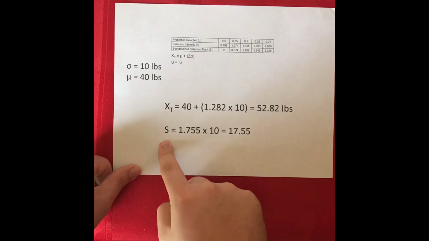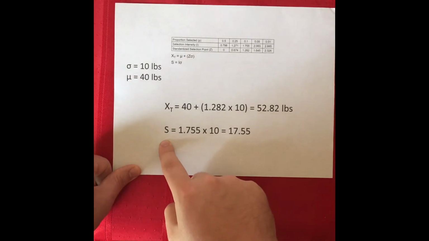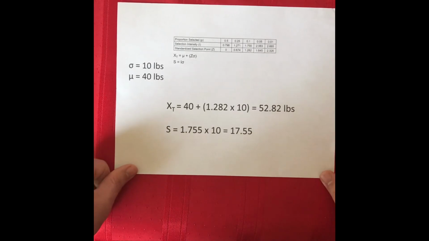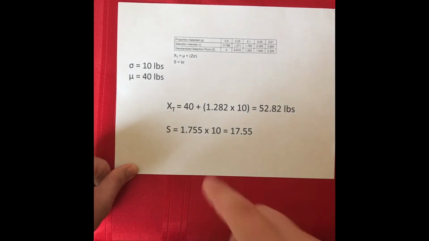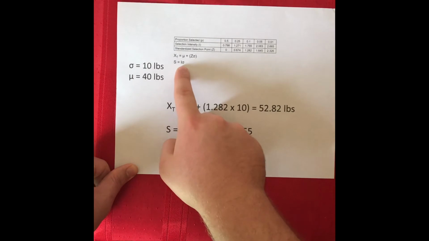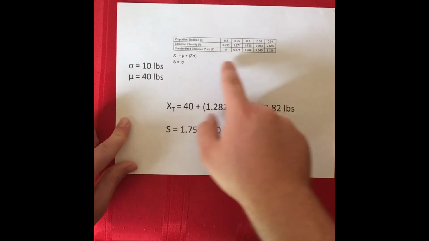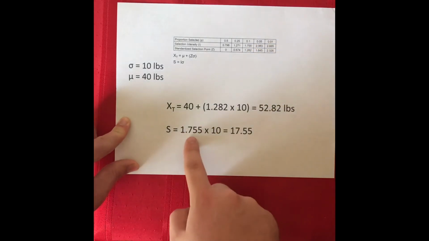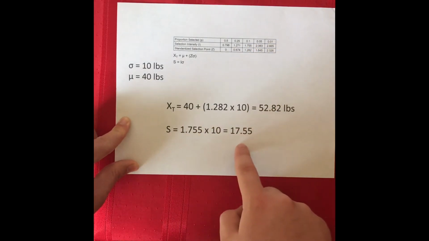Our selection differential, or S, is the difference between the average of our selected fish minus the average of the total population. For this, we multiply i times the standard deviation. We can get i from this chart again, which is 1.755. 1.755 times 10 is 17.55.